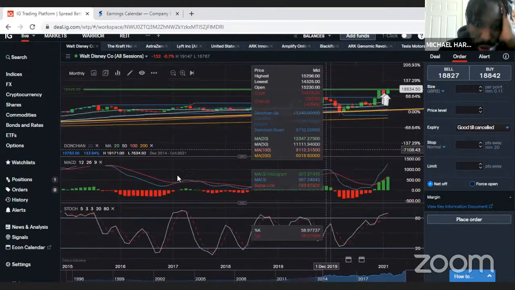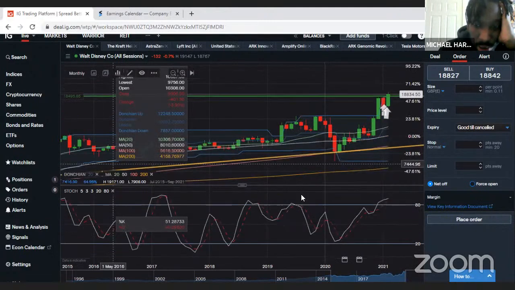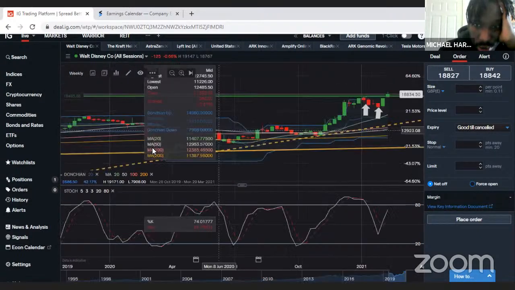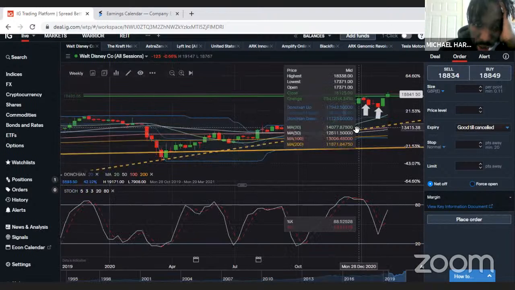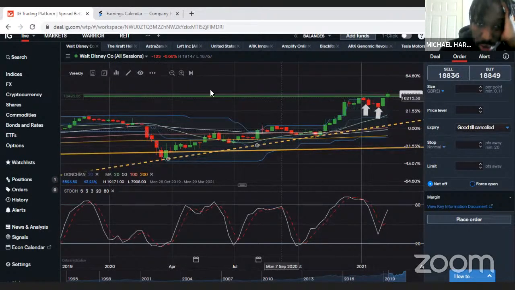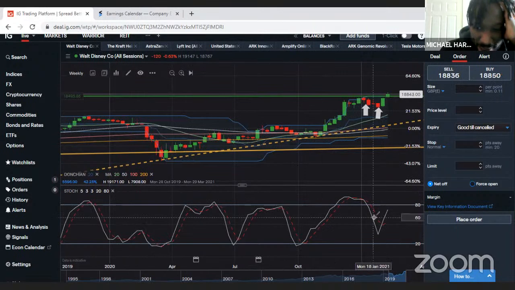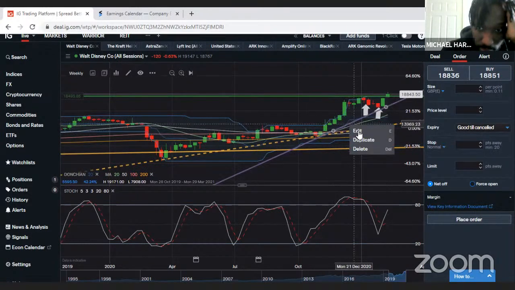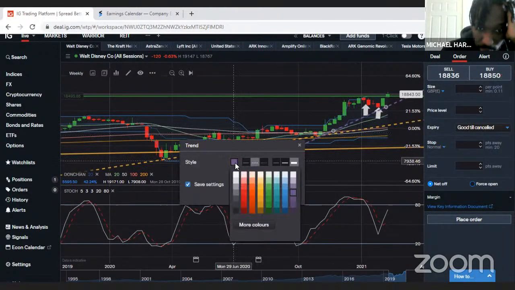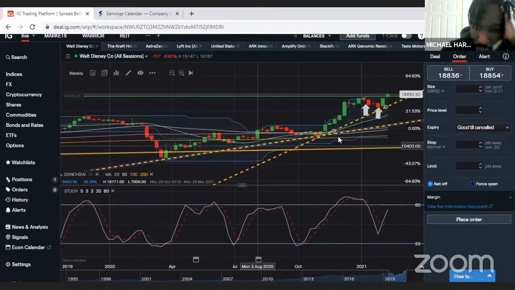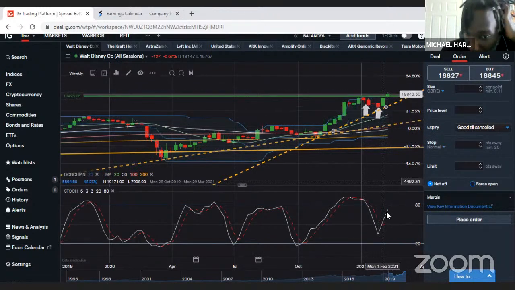Yeah. This is Disney. Yeah, that needs to change. That weekly stochastics is crazy. So we've got these two trend lines, this one here, and this secondary one here. Bounce straight off it. It's flying up now.